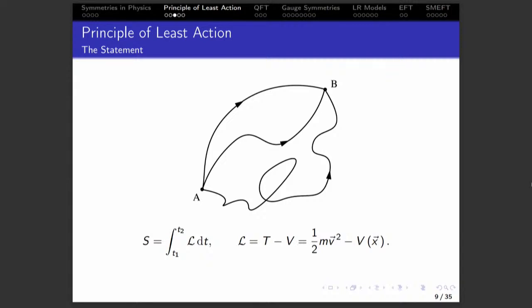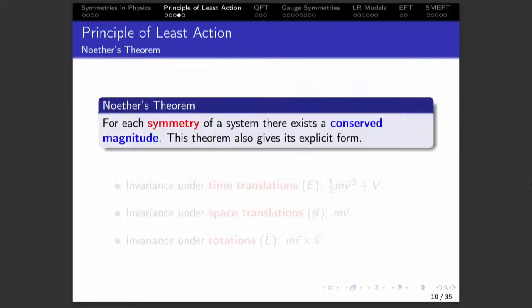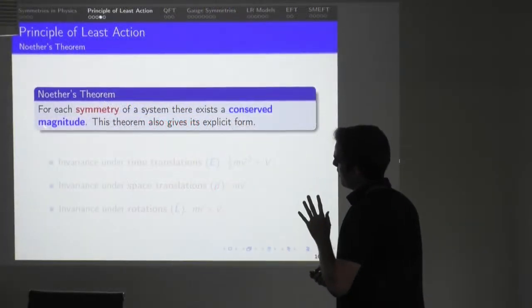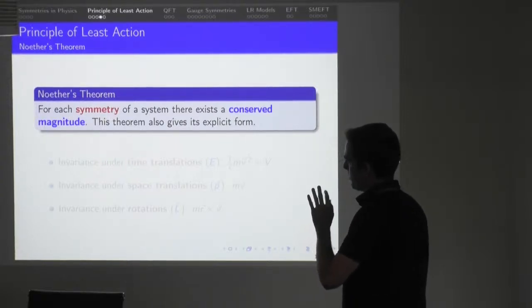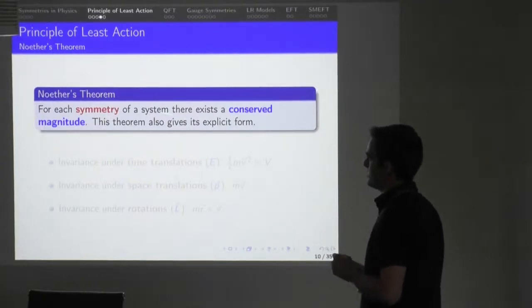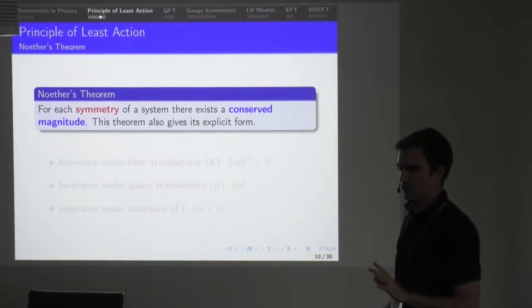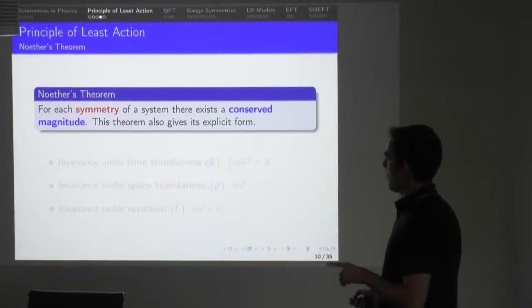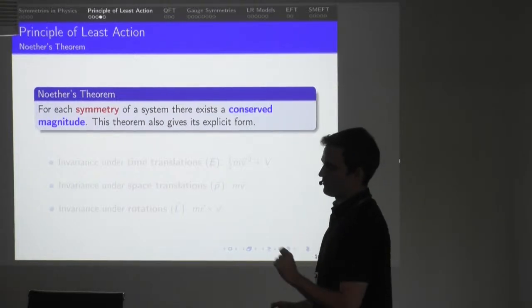And this is completely equivalent to Newton's laws. From this, you can obtain Newton's second law, force equals ma. But in this case, it is much easier to study the symmetries. Because, for example, we can prove Noether's theorem. And Noether's theorem is probably the most important theorem in all of the history of physics. It says that for each symmetry of a system, there exists a conserved magnitude. Moreover, this theorem also gives the explicit form of that magnitude.